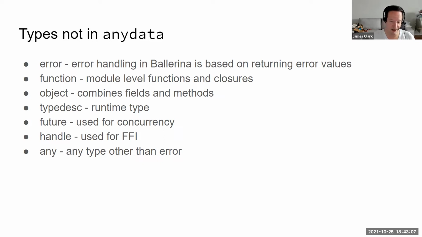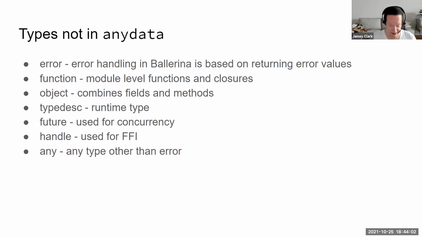We also have functions. We have objects that have fields and methods, and that builds on function. We have a typedesc type, which is a runtime type. We have futures, which represent a separate thread of execution. We have handles that are used for foreign functions, and these are all basic types: error, function, object, typedesc, future, handle. And we also have an any type, which is basically everything other than error, which is perhaps confusing, but we want it to be explicit. One philosophy in Ballerina is you want to be explicit about errors. So if you want a function to return an error, you say something or error. You can have error subtypes too, but so we have the any type.